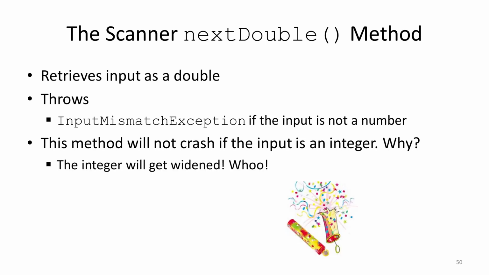It is because the integer will get widened. An integer can be stored in a double. That will be a widening conversion, and widening conversions happen automatically.